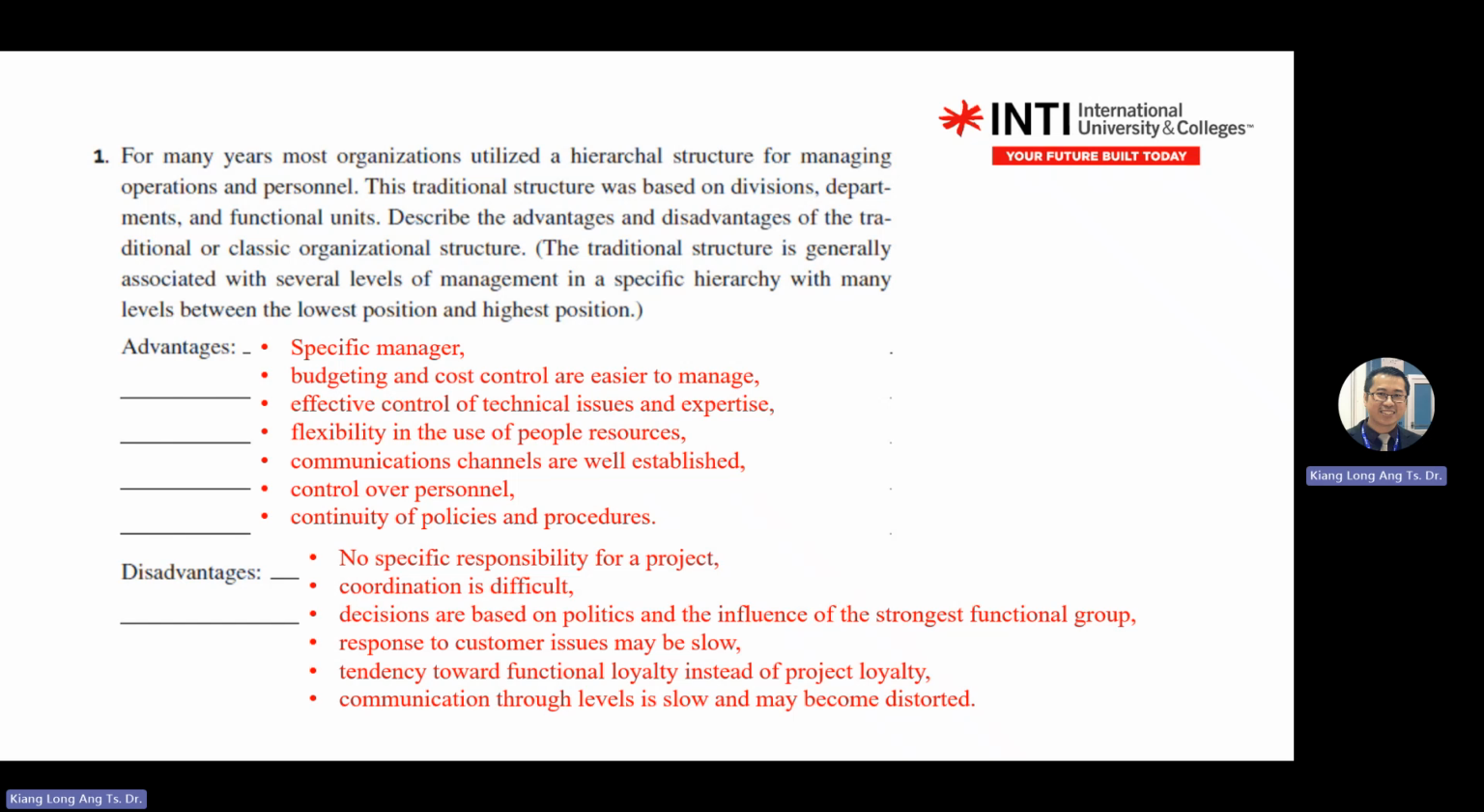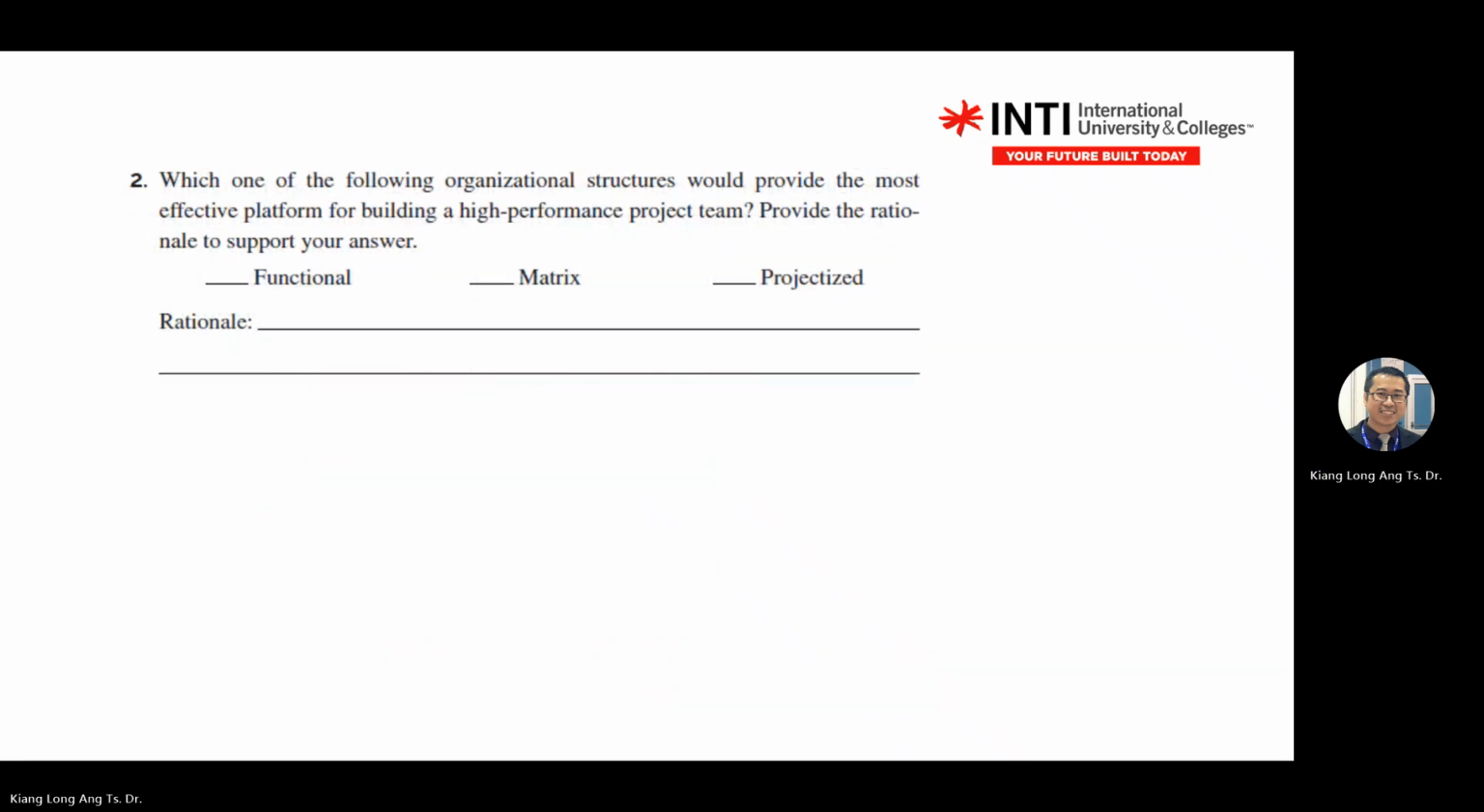They are traditional, non-traditional, product, and there's a matrix. This answer is for traditional. If the question asks you about matrix and you give me this one, it's wrong. So read carefully. Don't give me the wrong answer. Okay. This one is between functional and matrix.